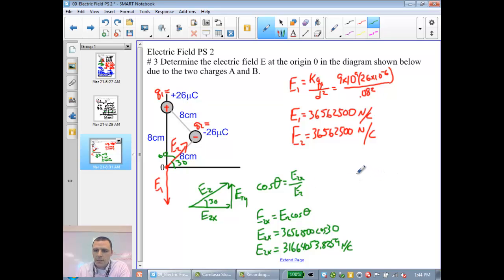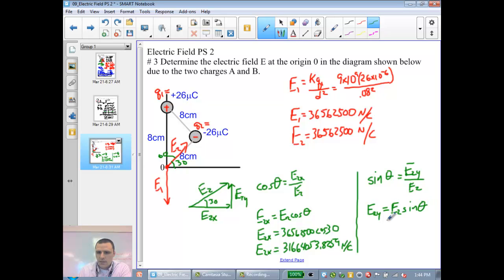I'm also going to repeat the procedure for the y component. Now I'm using sine, E2y over E2. And this would be E2y equals E2 sine theta. E2y equals 36,562,500 times the sine of 30, which is half of that E2 value. And we should get 18,281,250 newtons per coulomb.